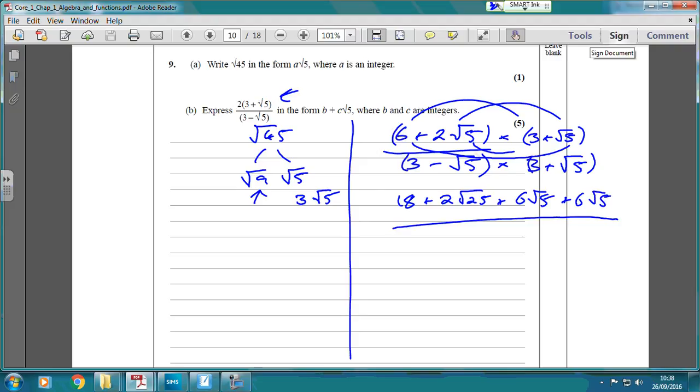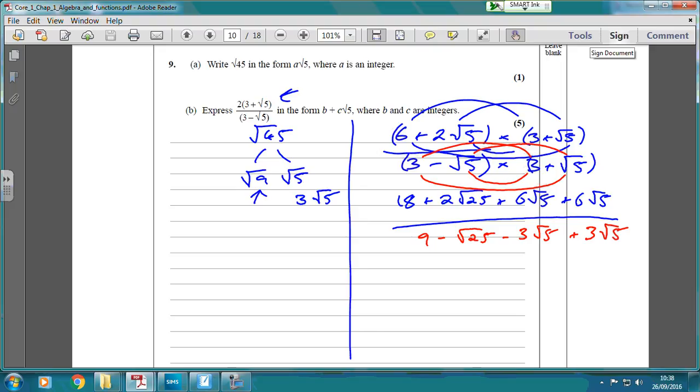We're going to do the denominator. So 3 times 3 is going to be 9, minus root 5 times root 5, which is minus the square root of 25, or just 5, minus 3 root 5, plus 3 root 5. Okay, so let's simplify this.